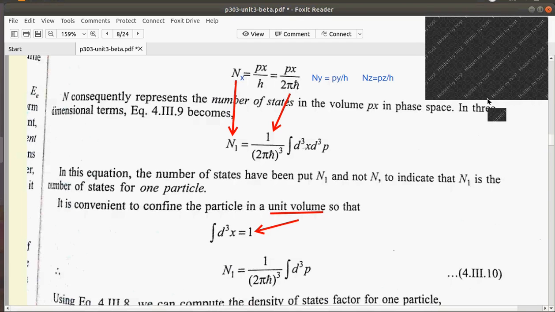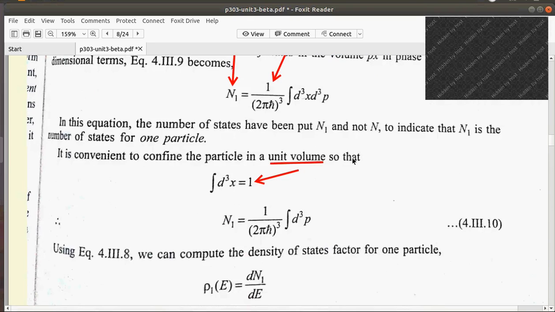Okay, in that case I'll assume that everybody has understood it. Okay, then I'll go a bit further.